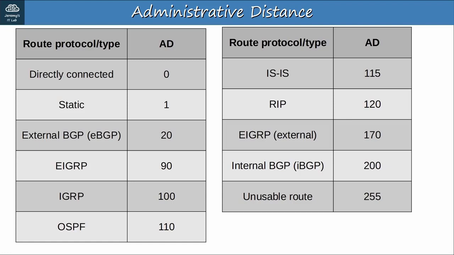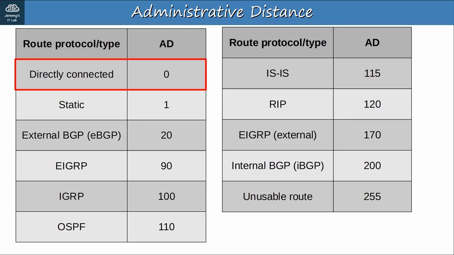To answer that question, you would need to know that EIGRP has a lower AD, so the EIGRP route is preferred and will be entered in the route table. Again, a lower AD number is preferred and will be selected over a higher AD. Keep in mind that these are the values used on Cisco devices. Other vendors might rank these differently.